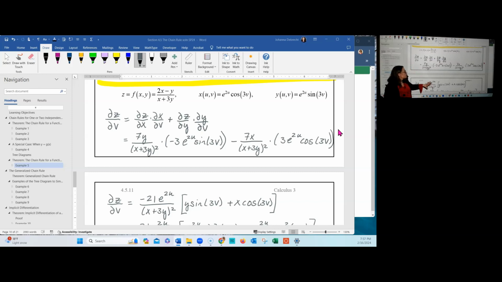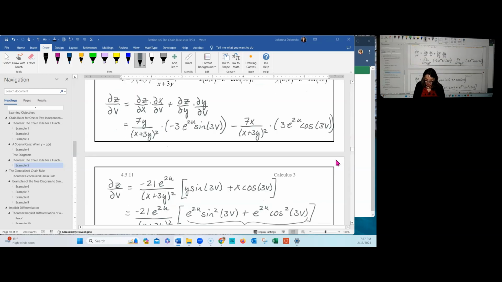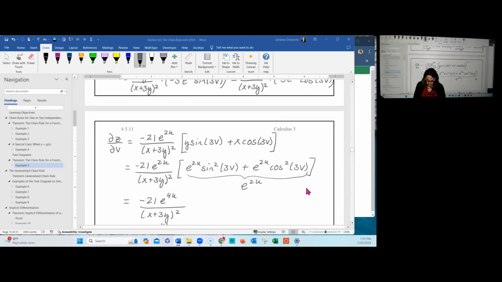When we simplify this one, we do again have quite a few common factors. The 7 is a common factor. The quantity x plus 3y squared is a factor. The negative 3 is a factor, and e to the 2u is also a factor. When we factor these out, we get the following expression. This gives us negative 21 e to the 2u divided by the quantity x plus 3y all squared. This is then multiplied by y sine of 3v plus x cosine of 3v.